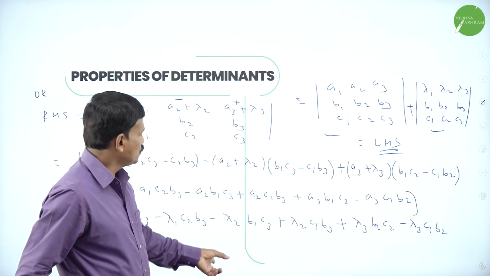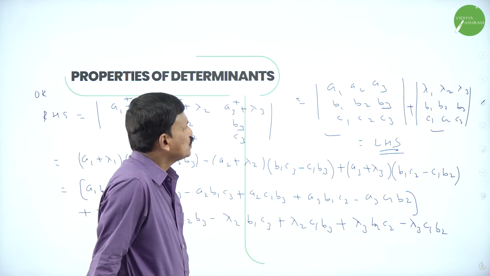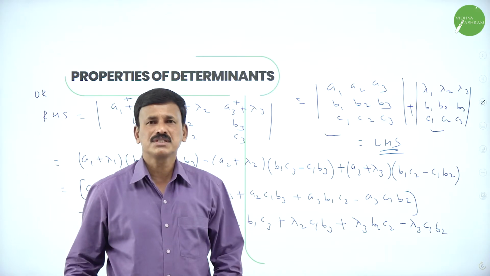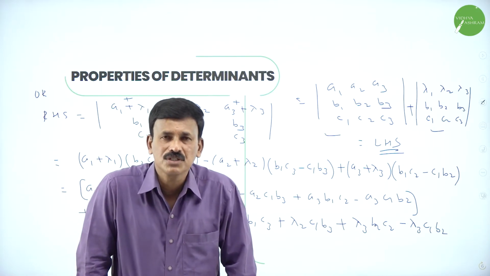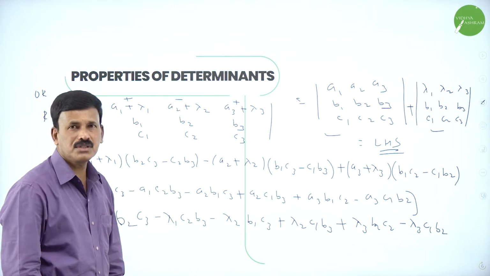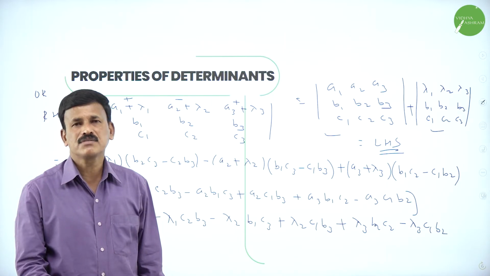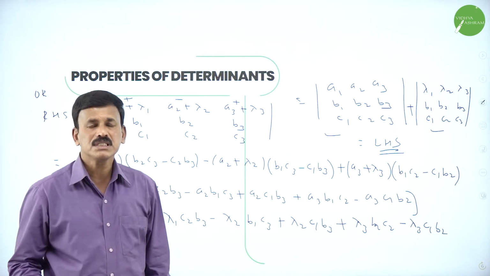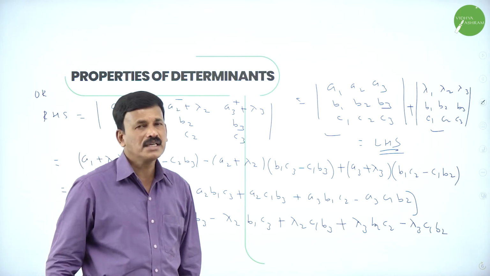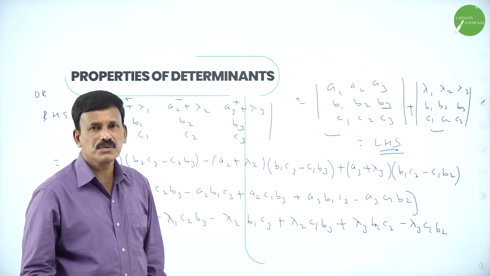So therefore, this can be written as the determinant lambda 1, lambda 2, lambda 3, B1, B2, B3, C1, C2 and C3. That is the RHS. So LHS is equal to RHS. That is regarding the property. It's a very important property. Hope you understood all the properties. These are the 7 properties which are very important from the point of view of examination. You may get one question from this for 3 marks. Otherwise, you may definitely expect a question based on these properties.